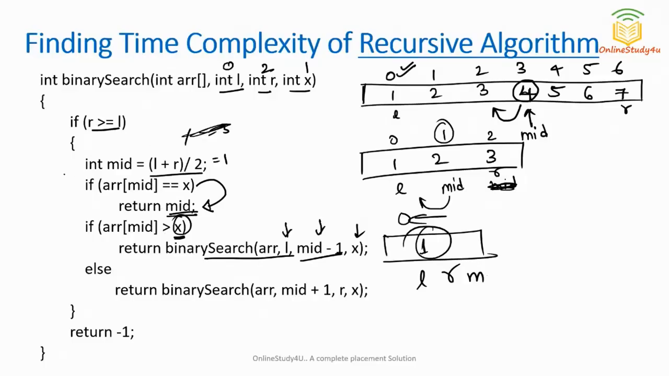Now suppose it was not found. Beyond this statement, what would happen? The left will become greater than right, so the control will not go inside this if block, and it will return minus 1, meaning the value is not found. So this is how a binary search works.